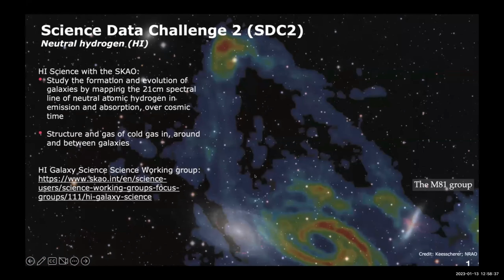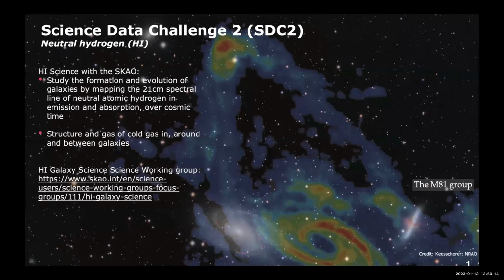Please excuse me. So yes, on to the second science data challenge. This is based on observations of neutral hydrogen. So I've highlighted the H1 Galaxy Science working group there. And some of their objectives in the future with H1 observations are to study the formation and evolution of galaxies by mapping the 21 centimetre spectral line of neutral atomic hydrogen in emission and absorption over cosmic time.